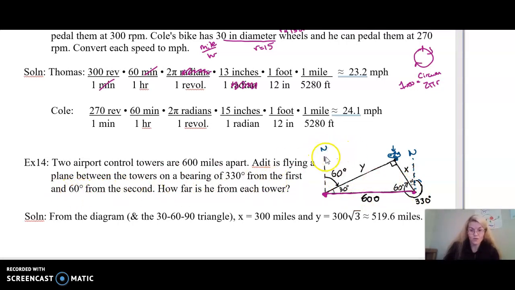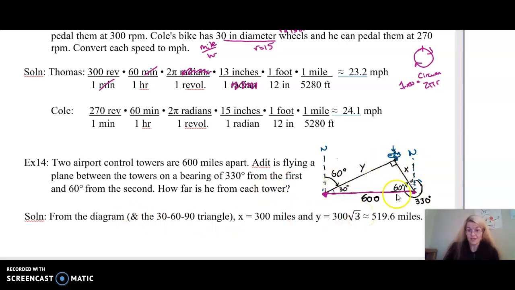So again, here's north. From the second, that's 60 degrees, which means this angle here is 30 degrees. And I've got a nice 30, 60, 90 triangle right there. So the angle here is going to have to be 90 degrees, right? How far is he from each tower? So distance x and distance y. That's what I'm looking for.